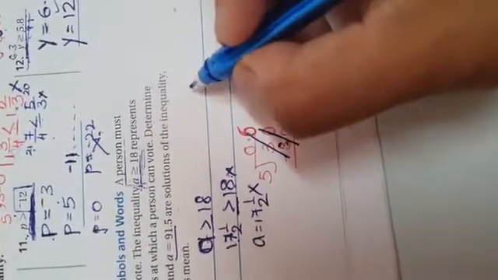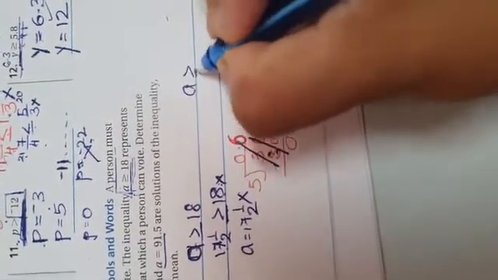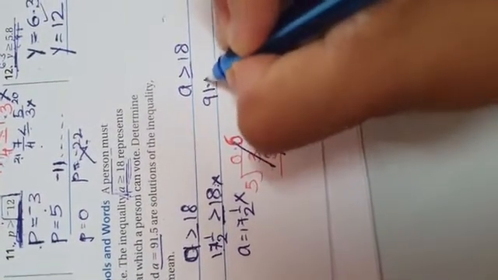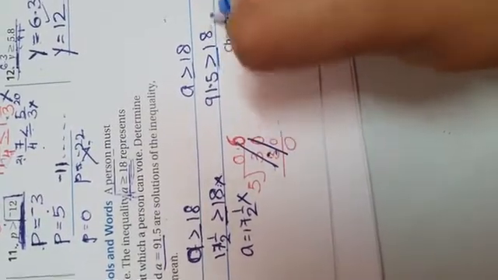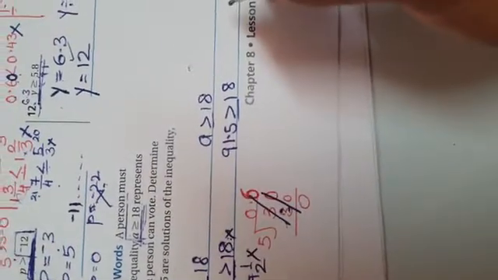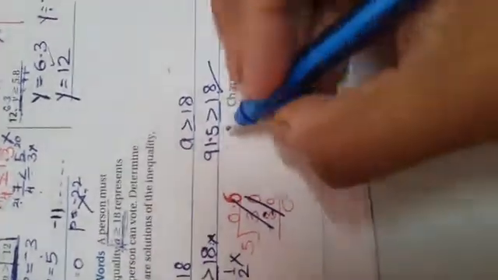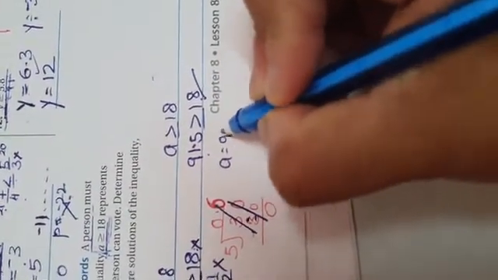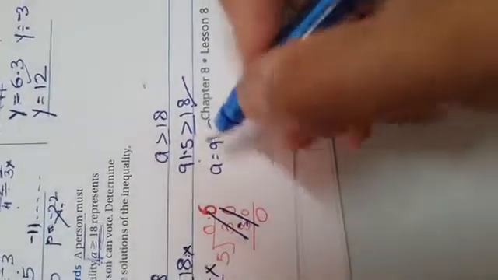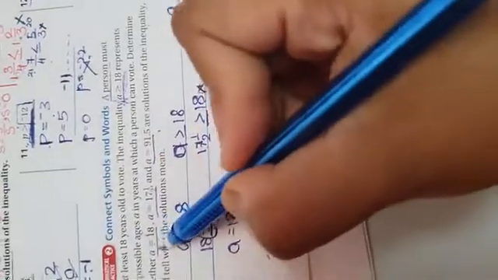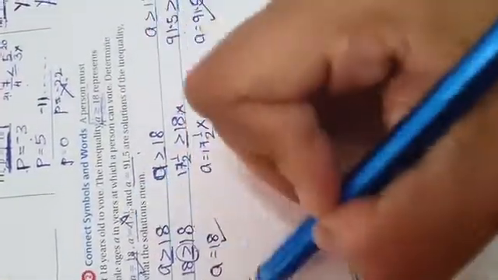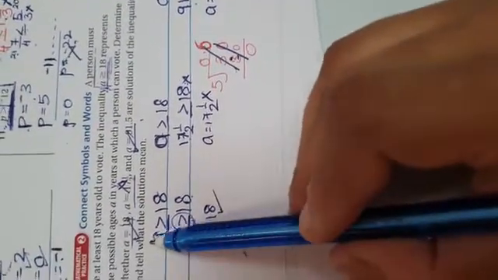What's the next one? A is equal to 91.5. So the inequality is this. Is 91.5 greater than 18? Yes, 91.5 is greater than 18. So again, A is equal to 91.5 is also a solution. So which are the solutions out of these three? This is a solution. This is not a solution. And this is also a solution.